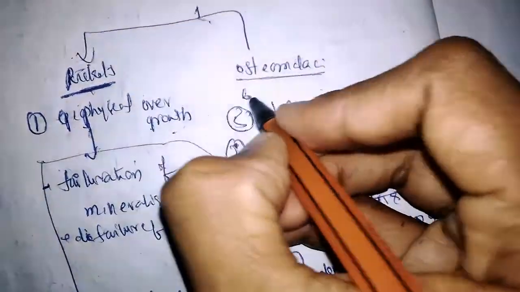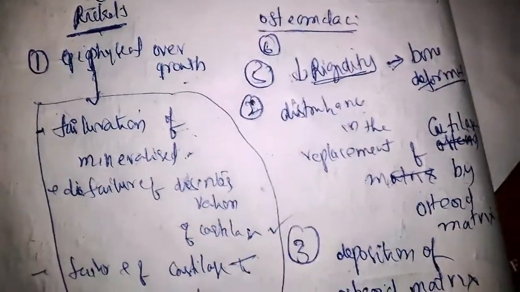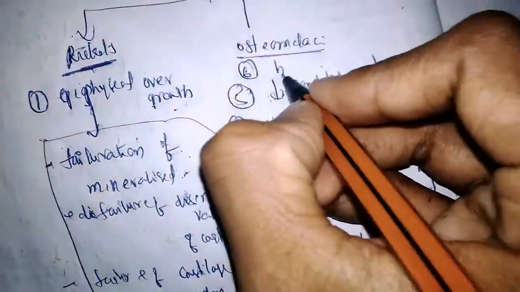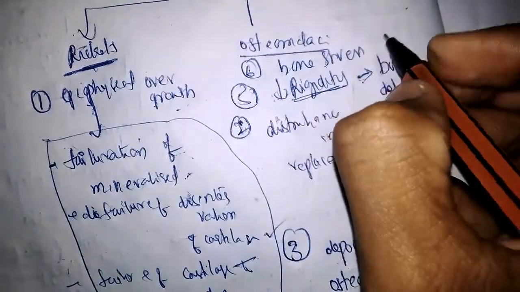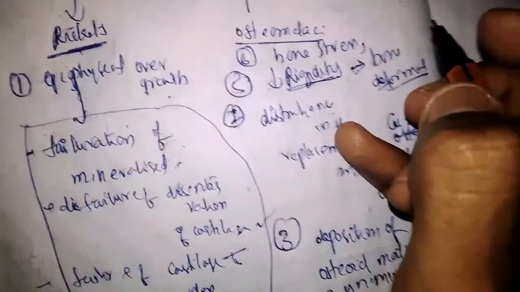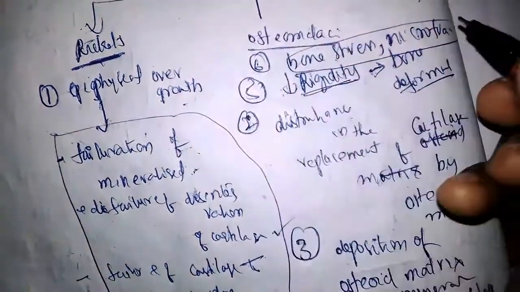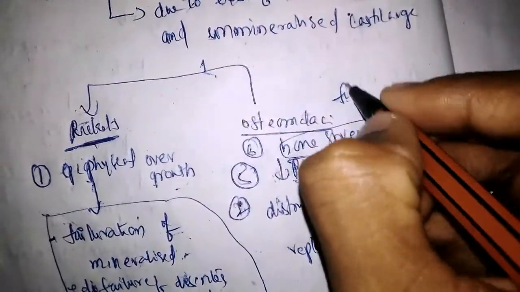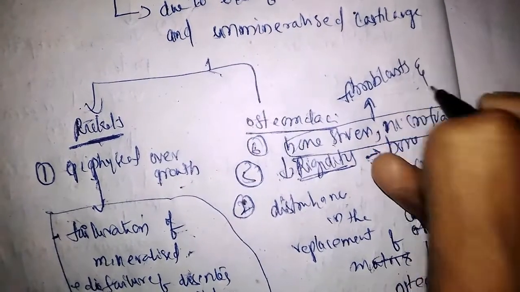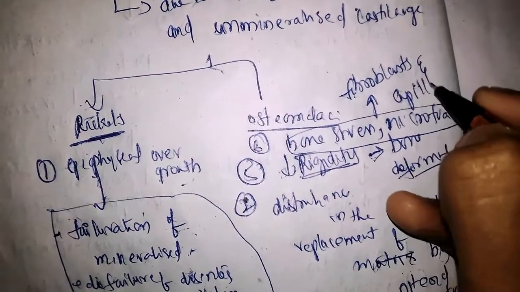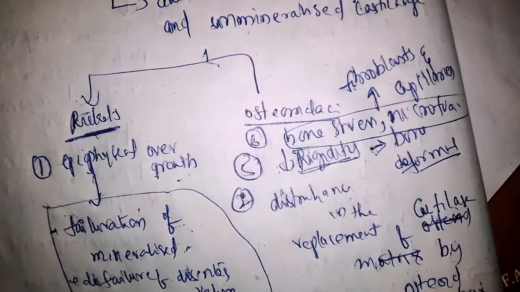And the sixth one is that the bone undergoes stresses, and there are microfractures in the bone. Due to these bone stresses and microfractures, it results in proliferation of fibroblasts and capillaries. All these things happen in rickets.